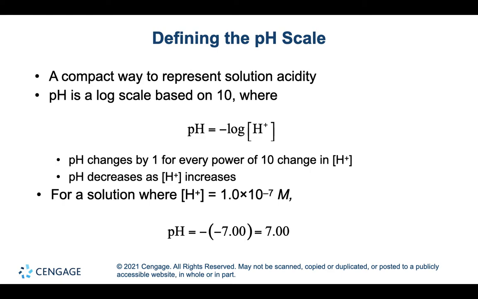So if you have a solution, say pure water at 25 Celsius, and your molarity of H+ is 1 times 10 to the minus 7 molar, the log of that is negative 7, and the negative log of that is just 7. So neutral water has a pH of 7. Meaning the molarity of H+ in neutral water is 1 times 10 to the minus 7.